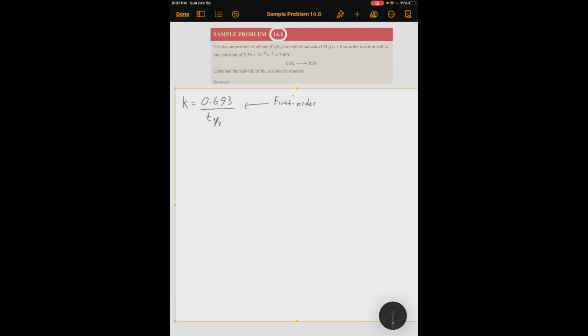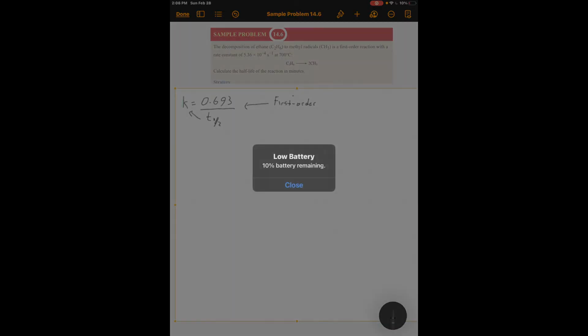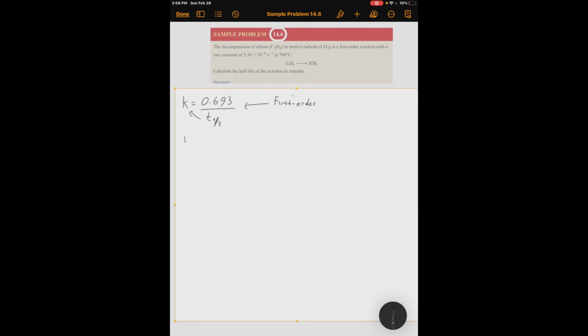So let's rearrange this. I'm going to multiply both sides by half-life. So K times half-life equals 0.693. And then I'm going to divide both sides by K. So you get half-life equals 0.693 over K. And we're given the value of K, so we can just put that right in. Now we're not going to get the units that we want in the question, but we'll get almost there. We'll be pretty close to having the right answer.